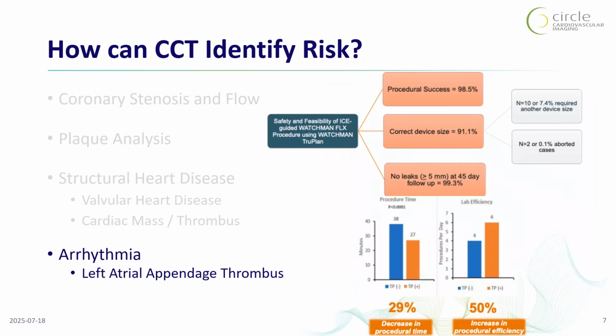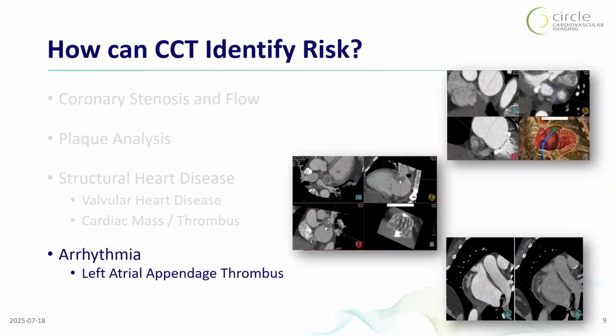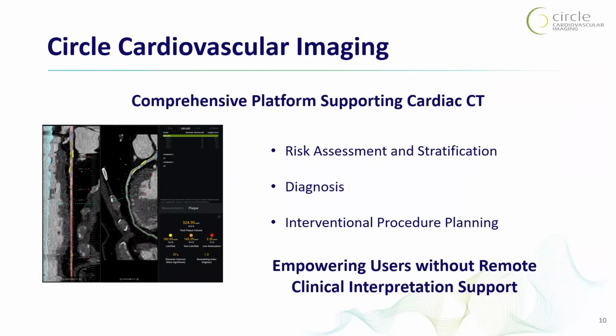And once again, I did mention left atrial appendage thrombus, and in particular with Circle, we have this Watchman TruePlan module that can assist with planning the placement of the Watchman device, sizing up the left atrium. And that's an example that I have here. And you can also use it post-device for looking at how well a device is seated and looking for leaks, rather than sometimes a TEE.